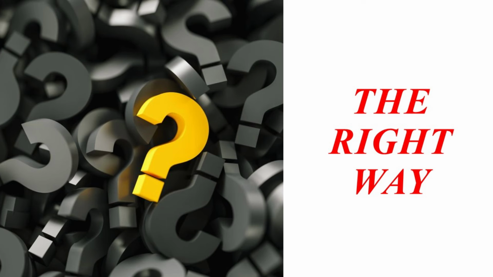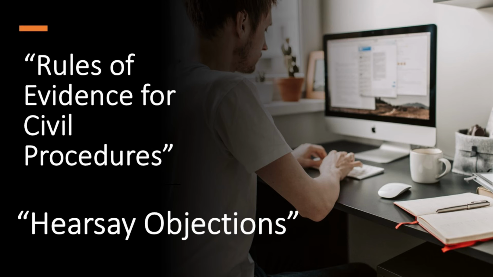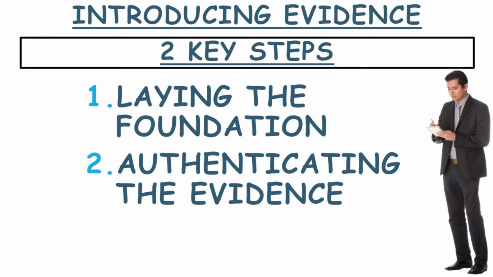Let's talk about the right way to introduce evidence. Again, this varies by state, so I want you to Google search the rules of evidence for the civil procedures in your state and look up hearsay objections. I'll give you real examples shortly so you can see how it works, and it'll come together for you by the end of this episode. There are two key steps: laying the foundation and authenticating the evidence.